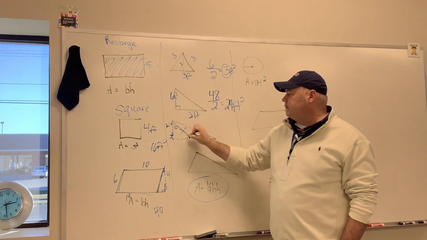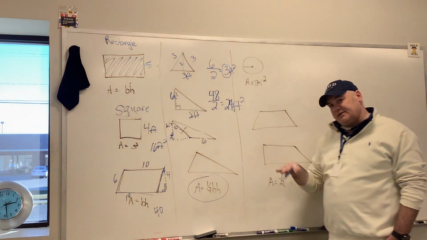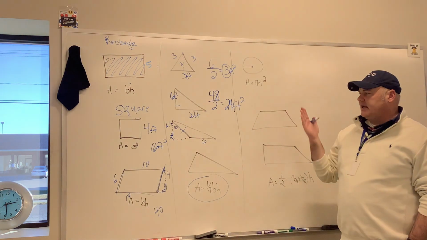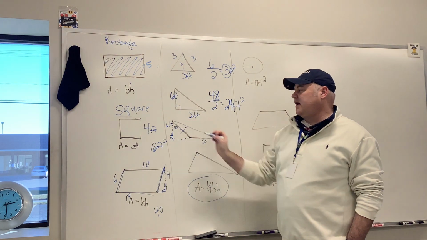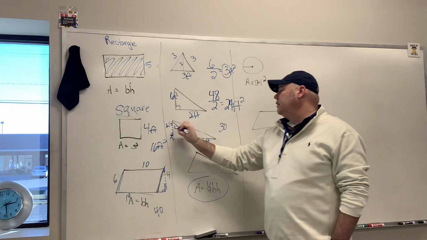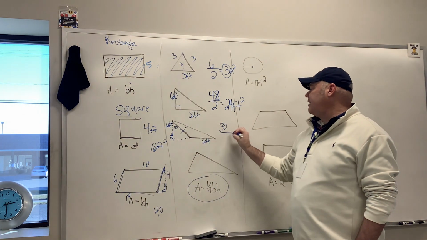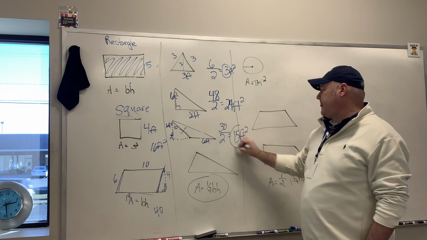Well, this one's irrelevant. We're not even going to use it. It doesn't tell us anything. It's not the base, it's not sitting on it, it's not the height. We don't need it. So we're just going to do 6 times 5, base times height, which is 30. Okay? And then I'm going to divide that by 2, which is 15 feet squared.